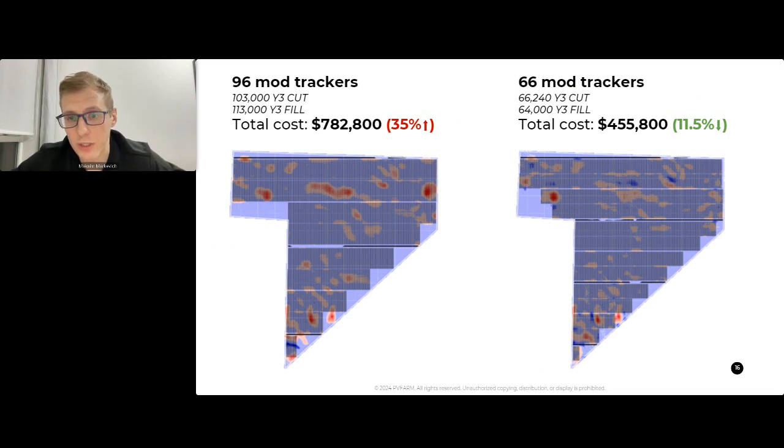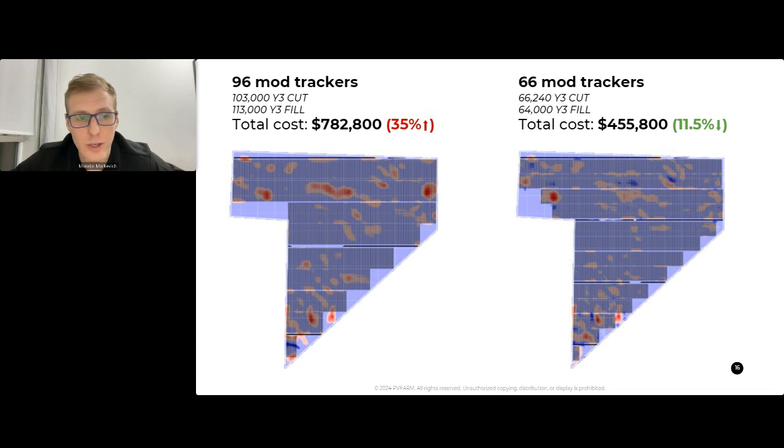Basically, we achieved almost the same DC for both, but if you have a look, you will notice that using a longer tracker is expensive for this particular parcel. It's a lot more expensive. It's like 35% more than using 78 mod trackers, and using 66 mod trackers is like 11.5% less expensive.